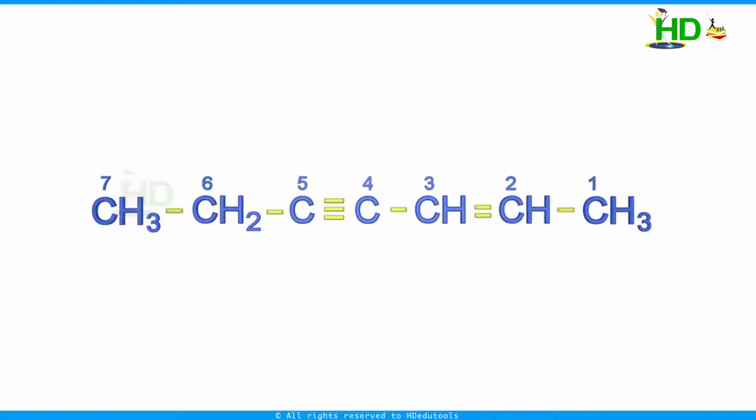For this, what is the word root? Since 7 carbons are there, it is hept. Since it is having one double bond and one triple bond, the suffix will be related to the double bond as well as the triple bond. Therefore, this is named as 2-heptene, which is related to this double bond, and 4-yne. That is, if the parent chain contains a double and a triple bond together, both the primary suffixes ene and yne are attached to the word root along with the numbers indicating their positions.